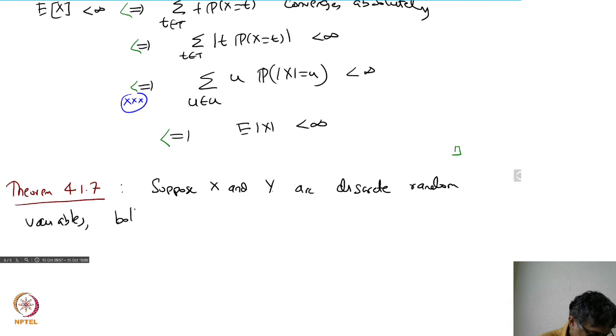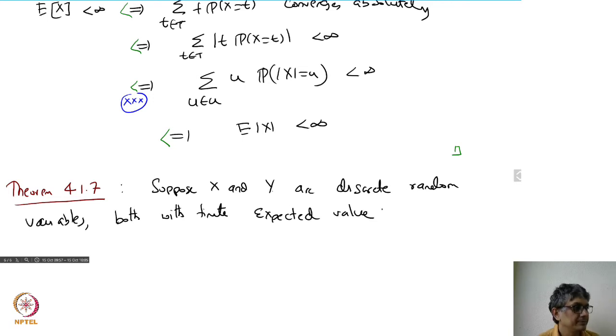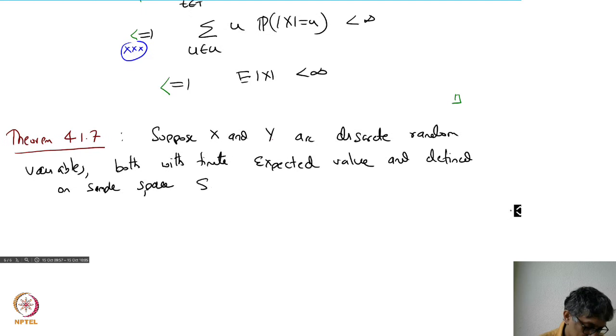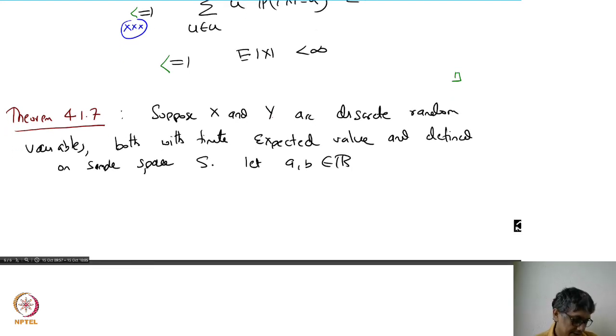Both with finite expected value. And let's say we define on the same sample space this system. So it's an important fact. Same sample space S, let's say. Let's say take two numbers, A comma B, be two real numbers. Then the following facts hold.